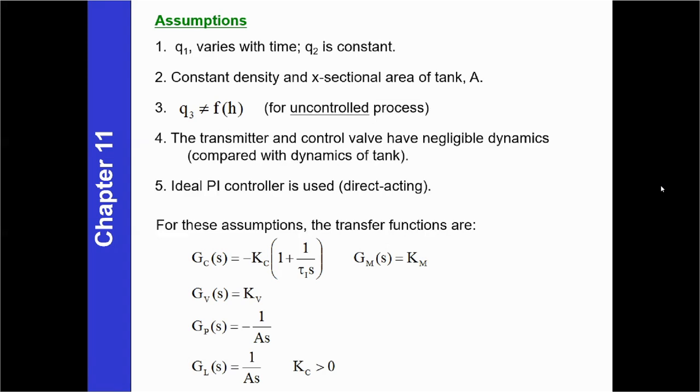For these assumptions, the transfer functions are given as G_c(s) equal to minus K_c times (1 plus 1 over tau_I s). G_v(s) equal to K_v, G_p(s) equal to 1 over As, G_L(s) equal to 1 over As, for K_c bigger than 0. And G_m(s) equal to K_m, based on this system.